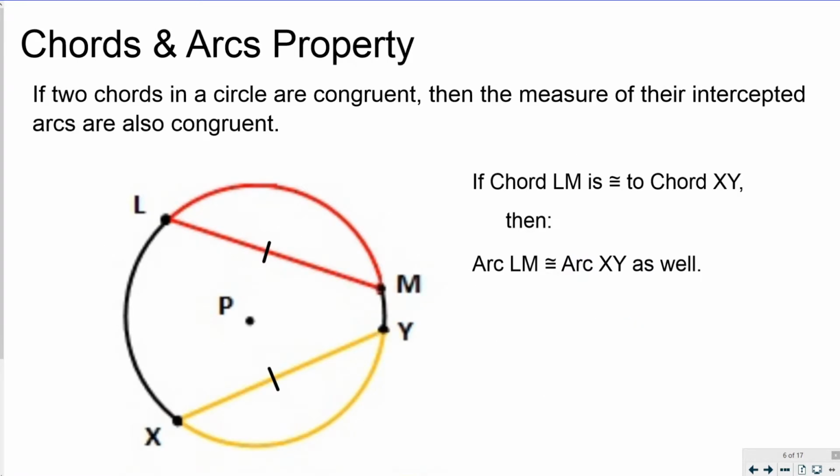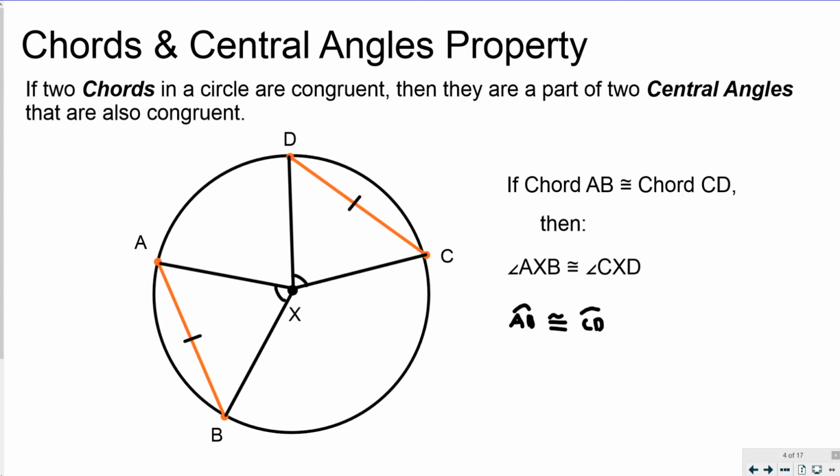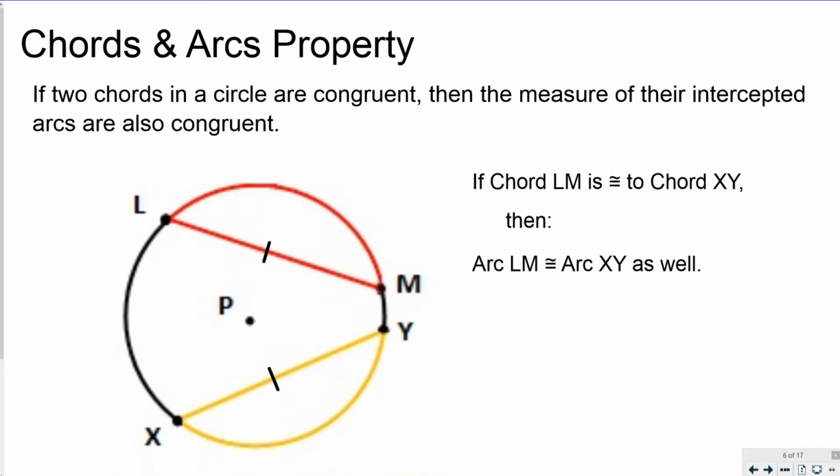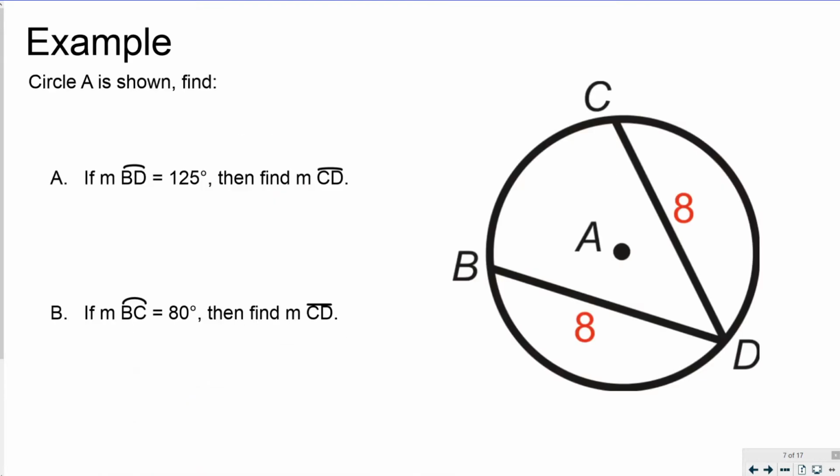Okay, chords and arcs property. If two chords in a circle are congruent, then the measures of their intercepted arcs are also congruent. So this was briefly mentioned back on this page here. I kind of hinted at it with the central angles property. But if two chords are congruent, like here LM is congruent to XY, then it means that arc LM is congruent to arc XY as well. So let's take a look at that in action.